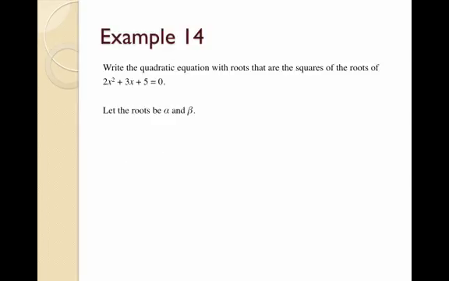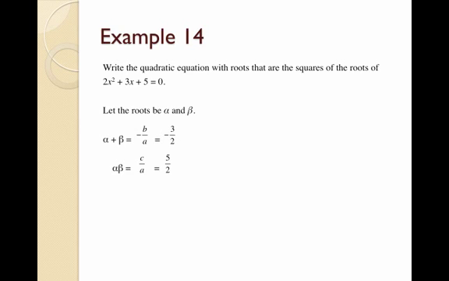We're going to call the roots of our given equation alpha and beta. This means that alpha plus beta will equal minus b on a. b is 3 and a is 2, so the sum of our roots will equal minus 3 on 2. Alpha times beta is given by c on a. The 5 is our c, the 2 is our a, and so we get 5 on 2.